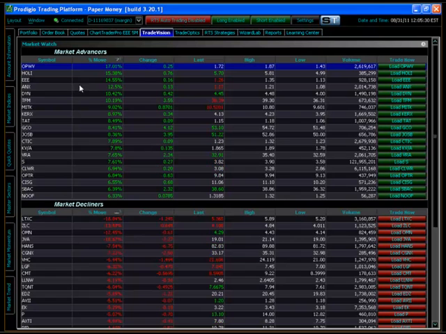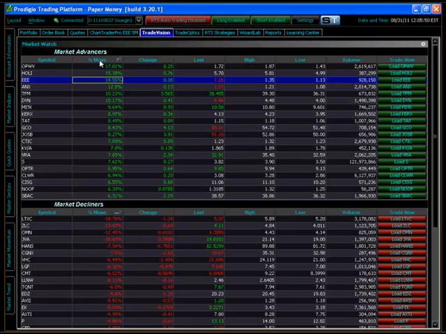And so I was looking at some of the results in this advancers decliners before, and to give you an idea of what I mean, I'm looking at this view and I have it sorted by percent movers. This view is constructed by performing scans on the broad market and finding stocks that meet a certain volume requirement and stocks that have a certain price movement requirement.